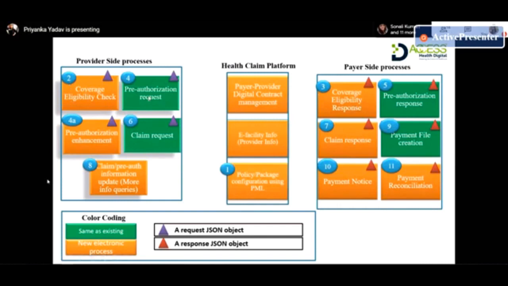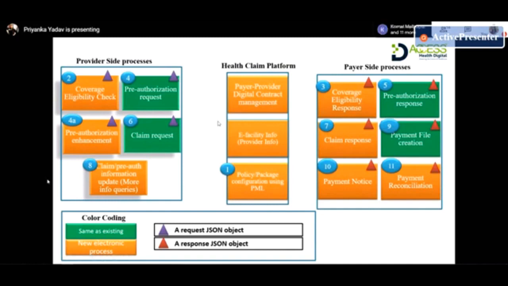Then a pre-authorization request is sent, a pre-authorization response is raised. Again, query and answer. Pre-authorization enhancement, for example: a patient had come for a hernia surgery, but when you opened up the patient, you also know that the appendix has to be removed. So in such cases, you have to send an enhancement request with another package detail, which a payer can approve or decline.